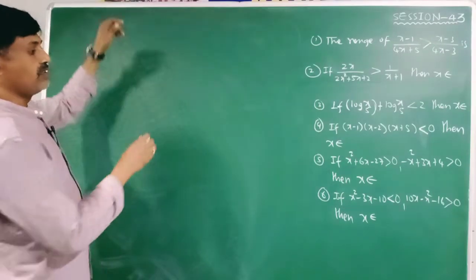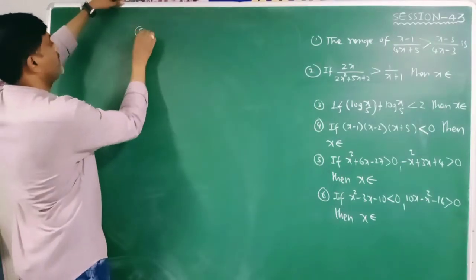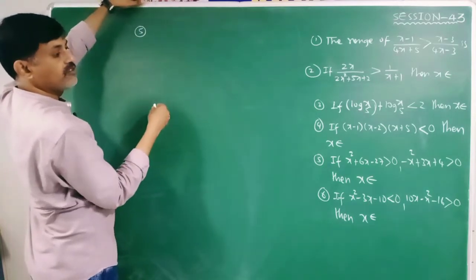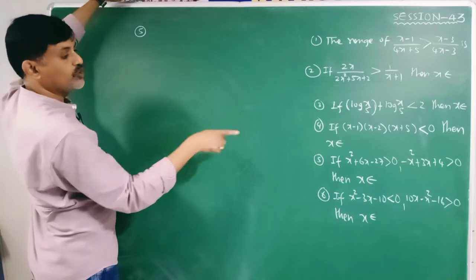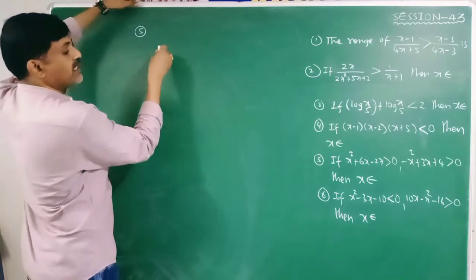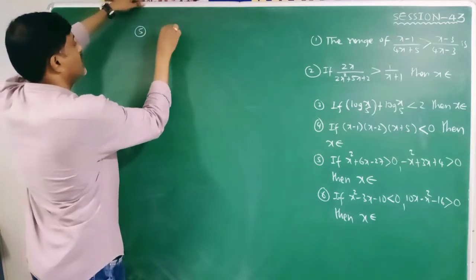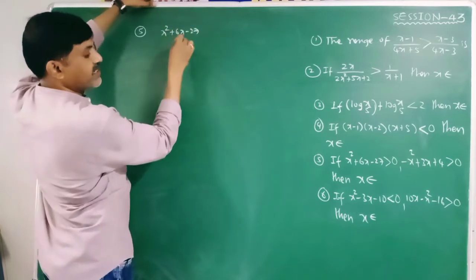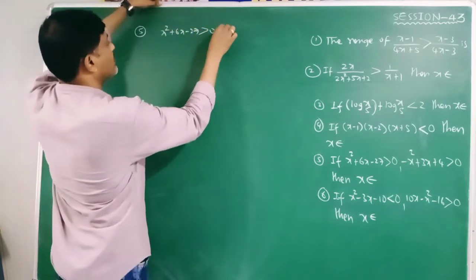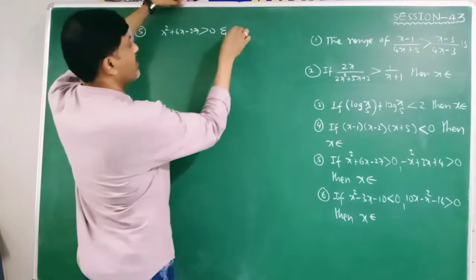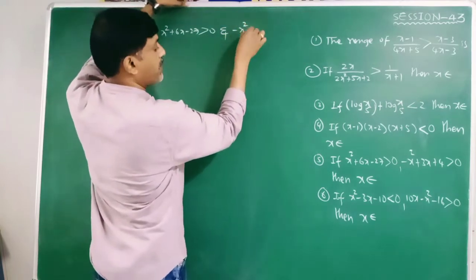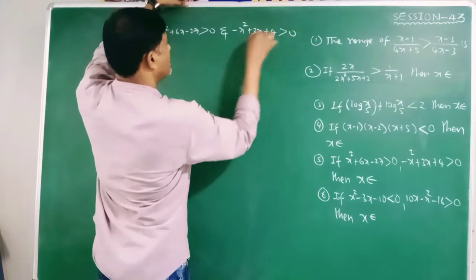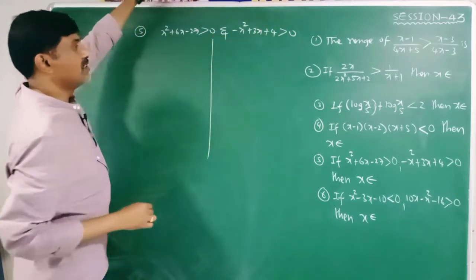Students, move on to the next question, which is the fifth one. As two quadratic inequations he gave, now we have to write a common solution for both. The first one is x square plus 6x minus 27 greater than 0. And the second one is minus x square plus 3x plus 4 greater than 0. Now we have to solve these two inequations.